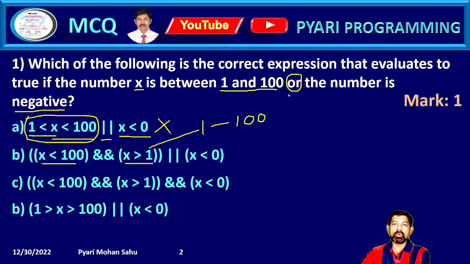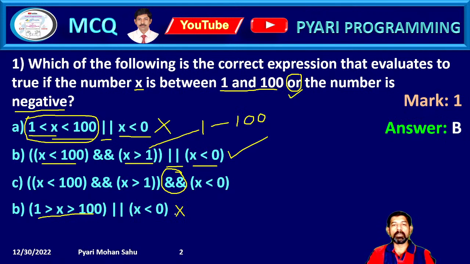Now it is talking about or. So that's why the or operator is given over here. x is less than 0 is talking about negative. So this is the correct answer. This is wrong because and is used. And this is wrong because again the expression is given in the wrong way. So the correct answer is option B.